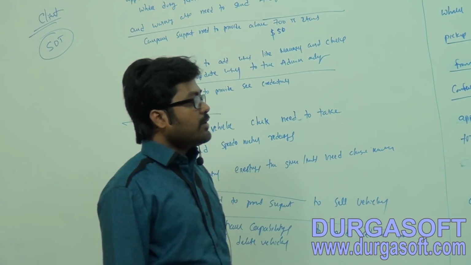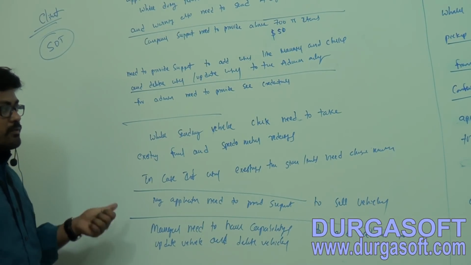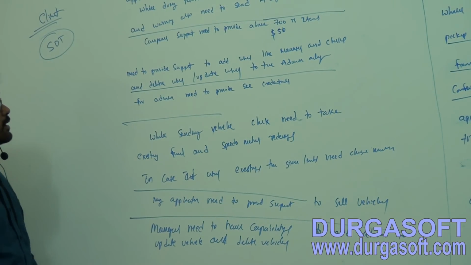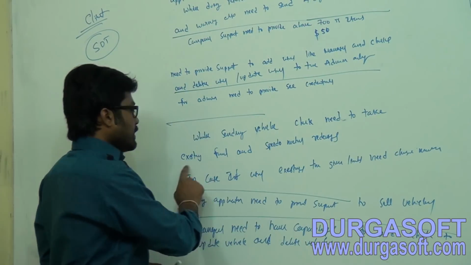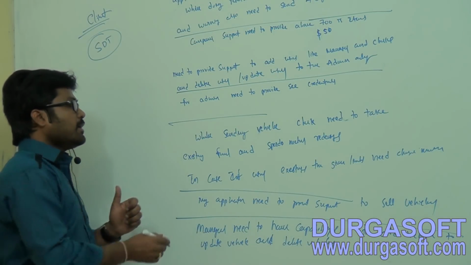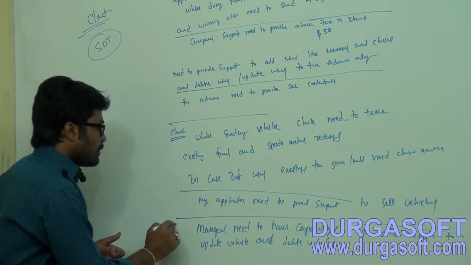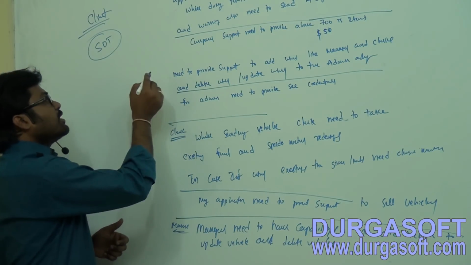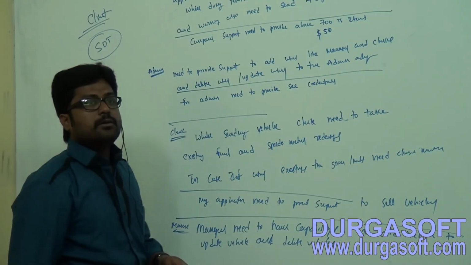So we know the client's required capabilities. For the clerk, what do we need to provide? While sending the vehicle, the clerk needs to take the existing fuel and speedometer readings. These are only for the clerk. Here these capabilities are for the manager, and these capabilities are for the admin, and the remaining are all for the end user.